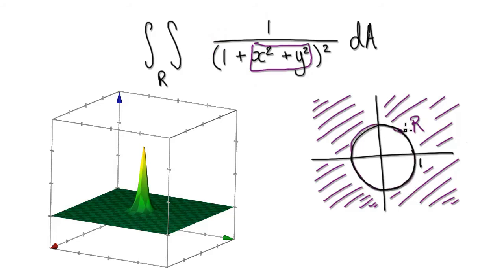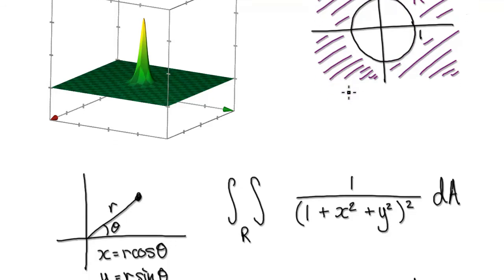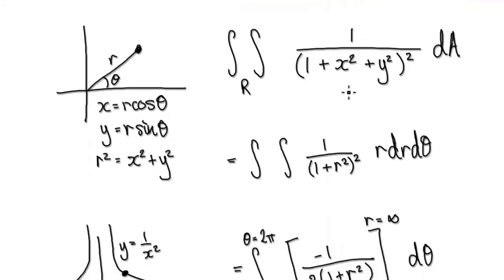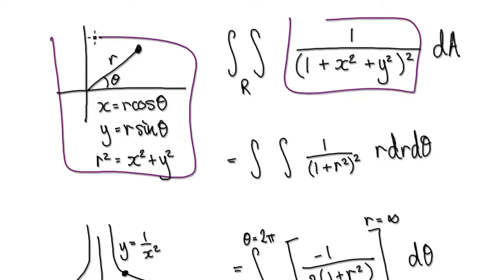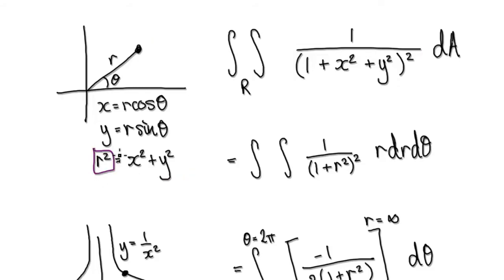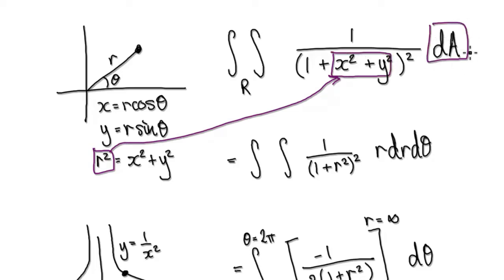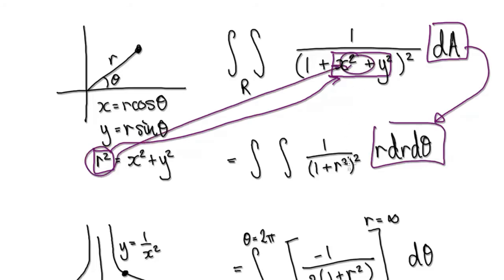So it makes sense to think about polar coordinates. To convert this into polar coordinates, picture this in your mind. You can see r squared exists in here, and then this dA becomes this thing here. So when you put r squared into here, it will then give you this.